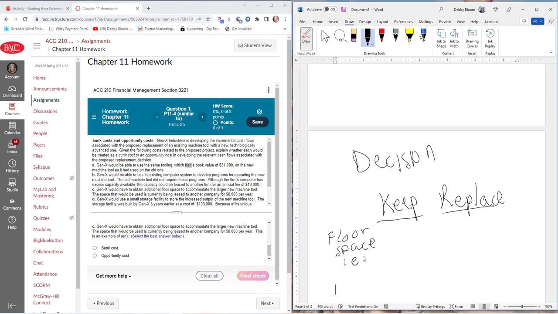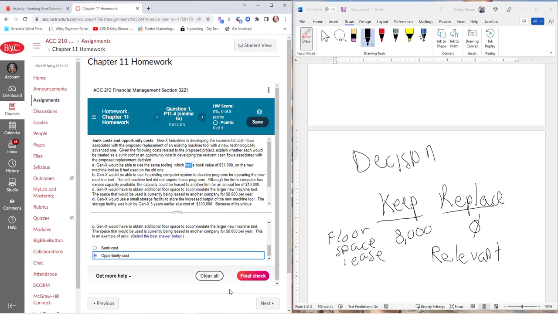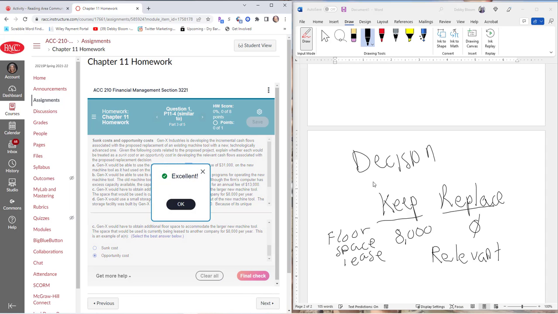And the lease proceeds. So if we keep the old machine, we'll be able to lease the space for $8,000 per year. If we replace the machine, we're going to need that space and we'll have to give up the lease. So we can see here different numbers in both columns. Because it's different numbers in both columns, it is relevant. And the only relevant one of opportunity or sunk is opportunity. So in this case, this would be considered an opportunity cost.